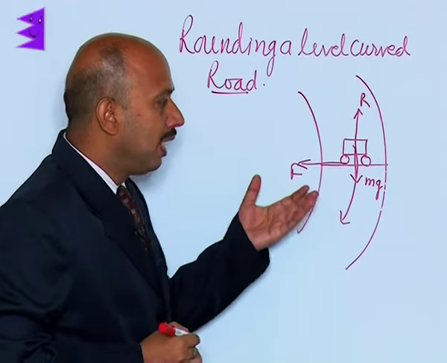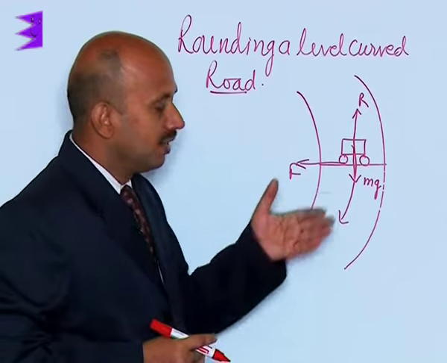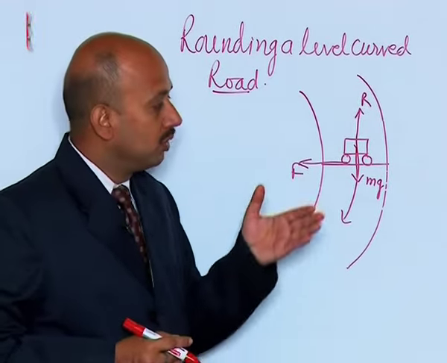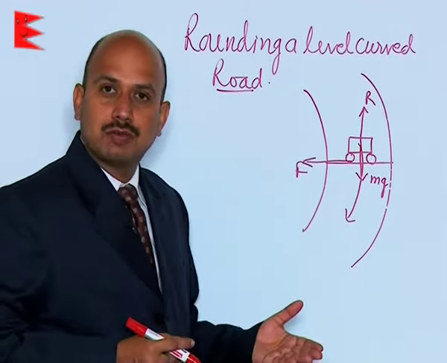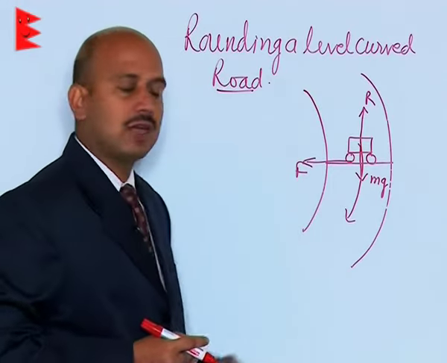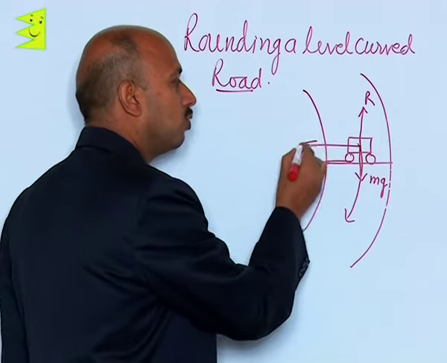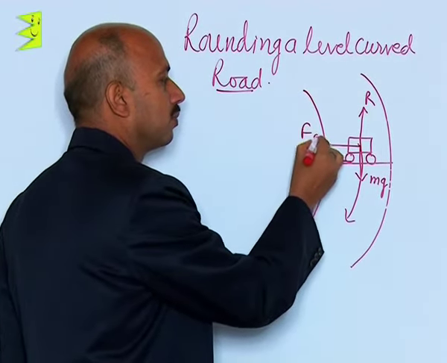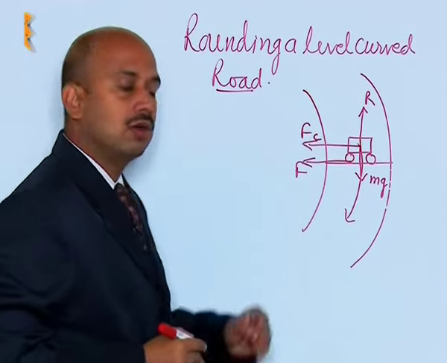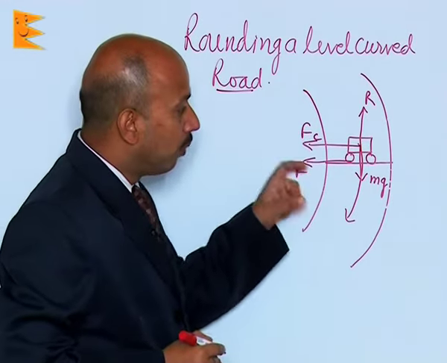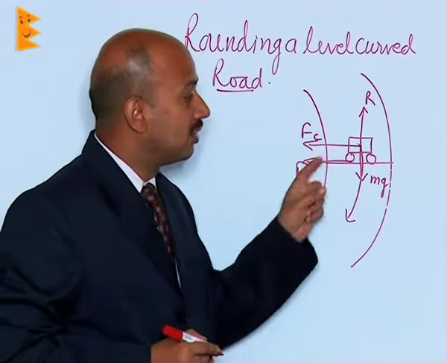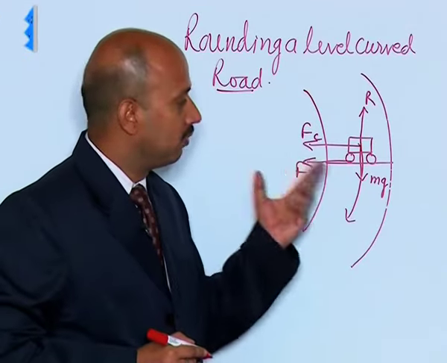Because the wheel has a tendency to go straight, this motion is opposed by frictional force, and that is acting towards the center. So centripetal force is also acting to this side. But now see here, centripetal force is provided by the friction, by the static friction or the frictional force.